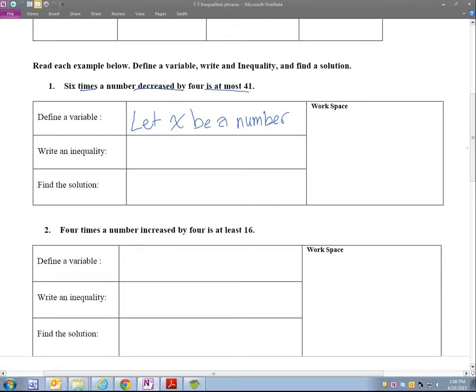Now, as far as writing an inequality goes, other classes I had some students come up and do it, but just for time reasons to keep this video short and also to give you guys more time to do your homework, we're going to zip through this.